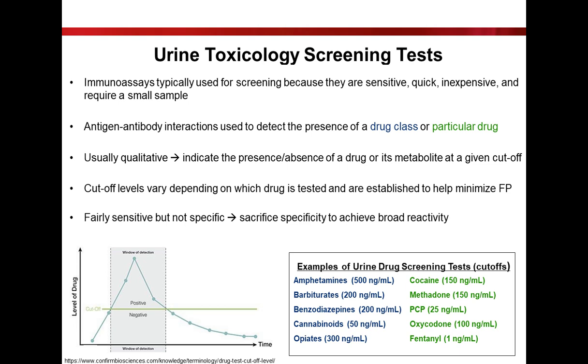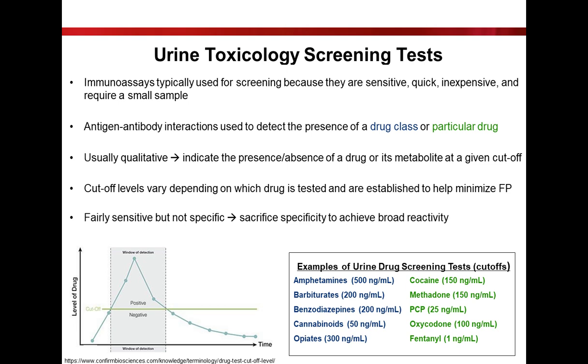They are usually qualitative, and they can indicate the presence or absence of a drug or its metabolite at a given cutoff. These cutoff levels can vary depending on which drug you're testing, and they're established by the manufacturer to help minimize the number of false positives. If you look at the table on the bottom right, this just shows an example of a number of different drug tests, and in the parentheses, the cutoffs that have been assigned for them.